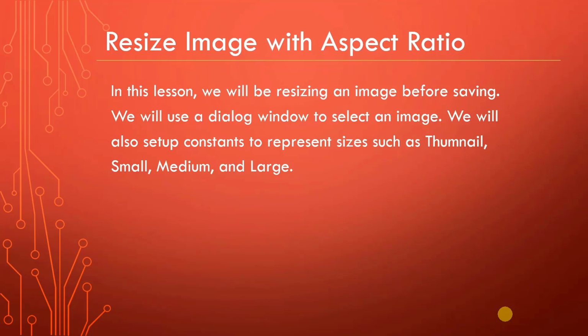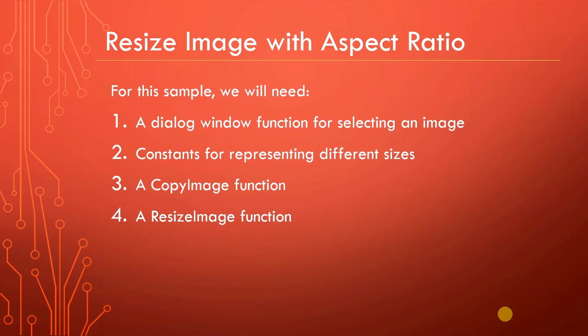So in this lesson, we are going to be resizing an image before we save our image within our application. We're going to need a dialog box. We're going to need a constant to represent thumbnail small, medium, and large sizes. In a nutshell, we're also going to need two functions. One is a copy image function, and one is the resize image function.